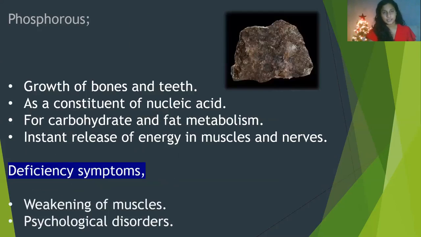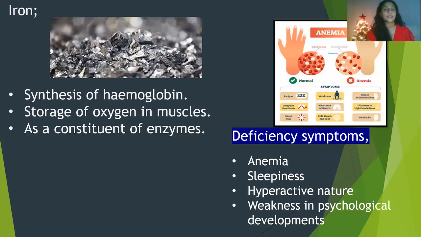So phosphorus, this helps for the growth of bones and teeth, and as a constituent of nucleic acid, and then for carbohydrate and fat metabolism, and then instant release of energy in muscles and nerves. And then the deficiency symptoms are weakening of muscles and psychological disorders.